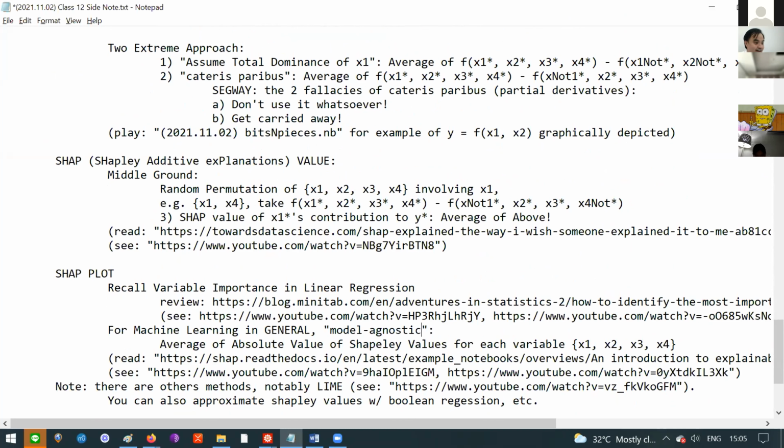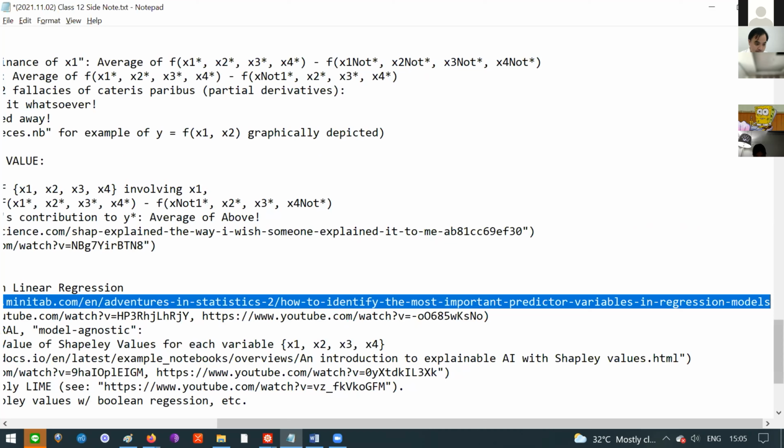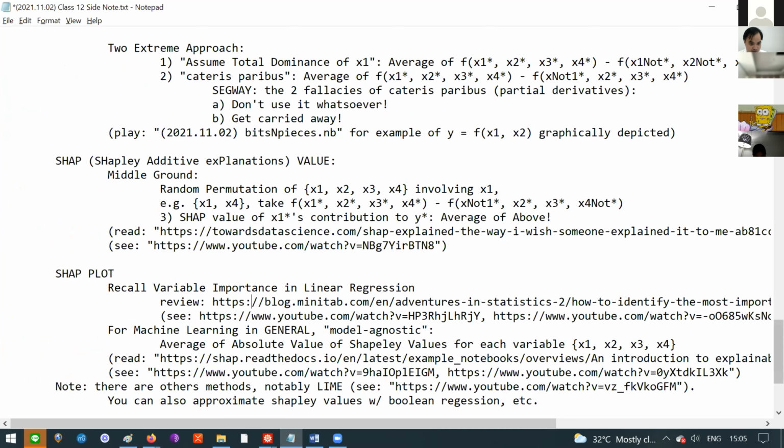Agnostic means it doesn't care. This SHAP plot works for anything. This other thing is not model agnostic because it only works for linear regression. You should review that, by the way. This is good. I like this article. It's written well. It warns you of a lesson.